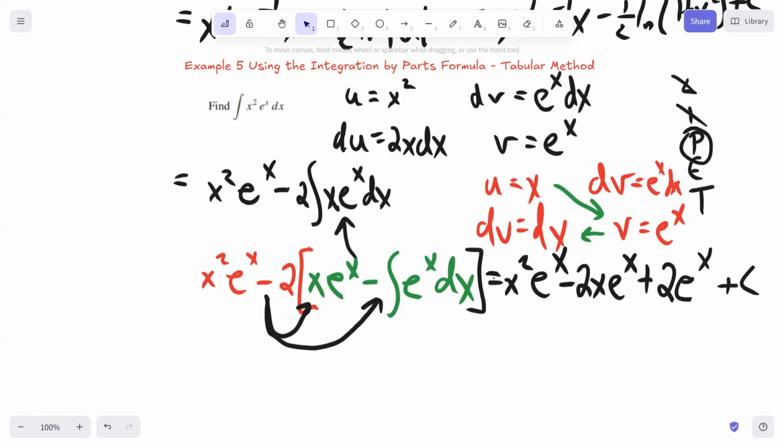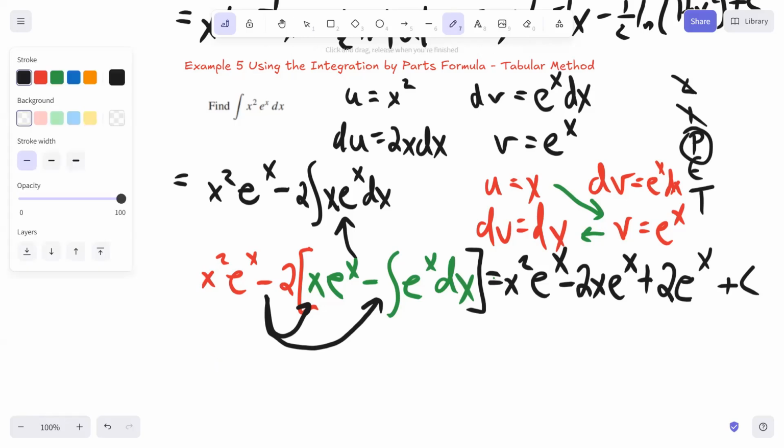Now, if you notice in the heading for example 5, it says the tabular method. There is an actual way that you can do these ones where you have repeated use of integration by parts. And typically it's going to occur whenever you have x to a power times a function that kind of revolves in its derivatives. So like e to the x keeps having the same derivative or antiderivative, and same with sine and cosine. So here's how we do this. We set up alternate signs, and I'll show you what I mean in a second.